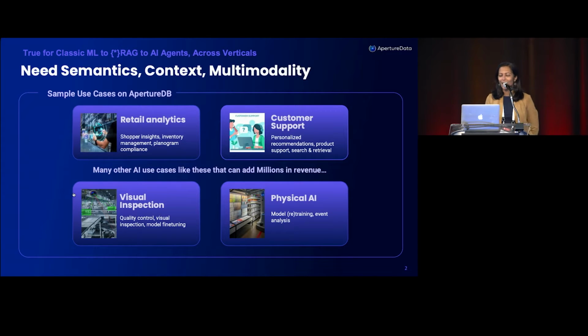Ever since the days of classic machine learning to when RAG was really popular, and we saw versions of RAG: vanilla RAG, graph RAG, agentic RAG, multimodal RAG, and just mix in whatever else. And now to AI agents across different verticals. One thing that has remained true is if you really want to go from shallow intelligence to deep intelligence, you need to get your data right.